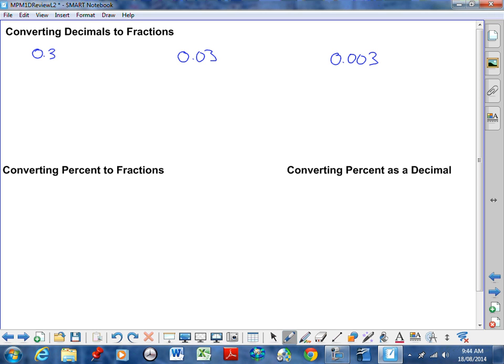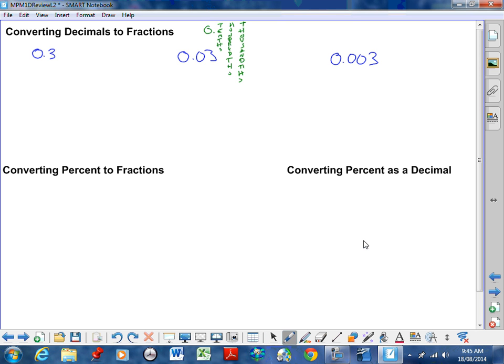So remember that in the decimal world here, it goes tenths, hundredths, thousandths, and so on and so forth. Wherever our decimal or numeric value is, that kind of dictates what the denominator has to be.